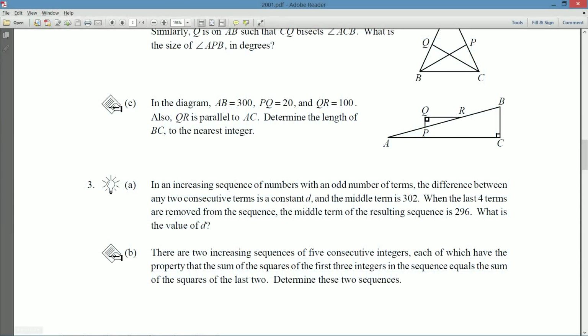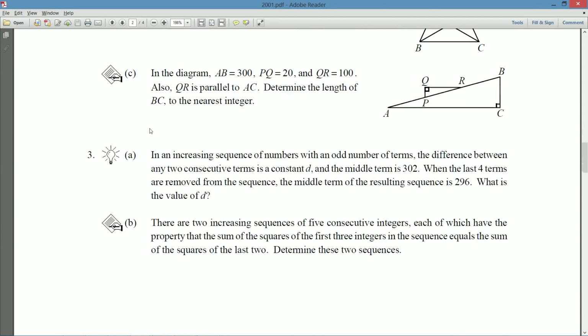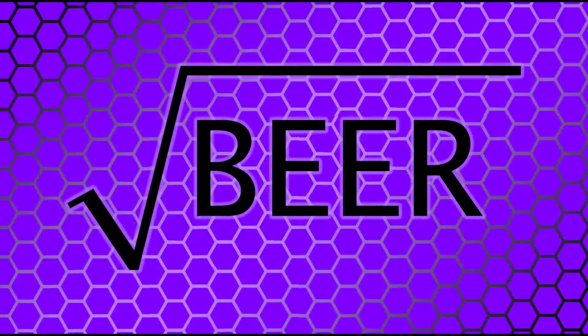Determine the length of BC to the nearest integer. That was it, and C was the last part in question number 2. So that about does it, and I'll see you guys for question number 3 on the 2001 Euclid paper in the next video.